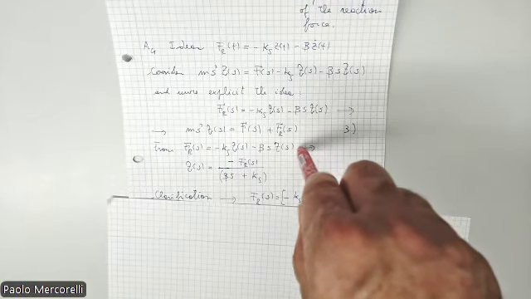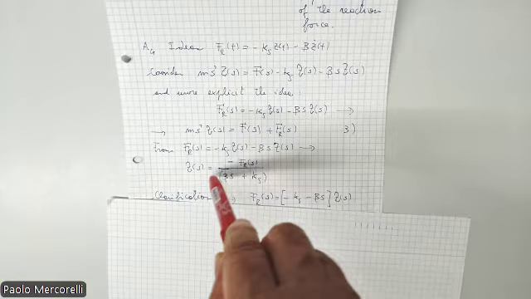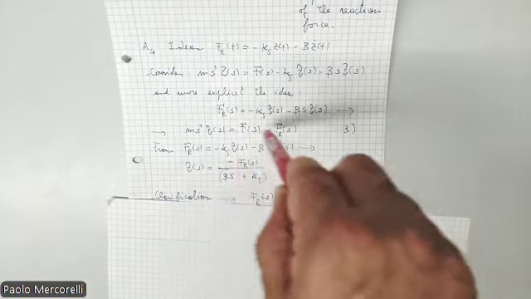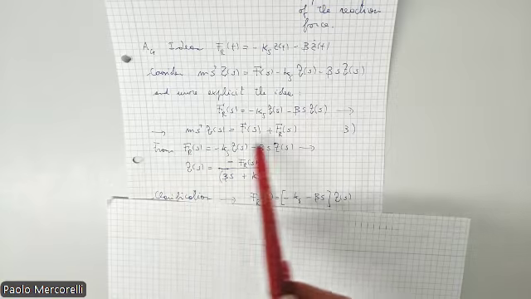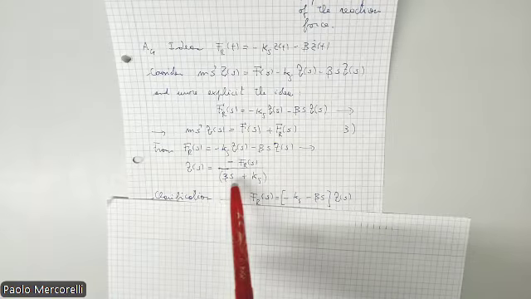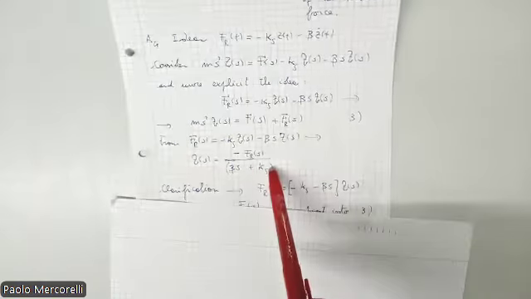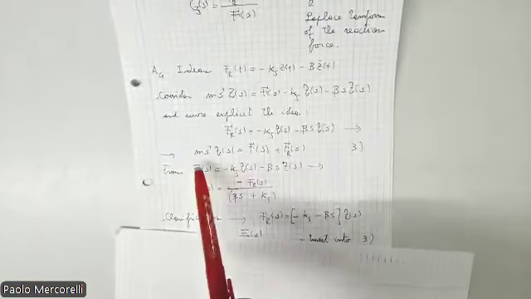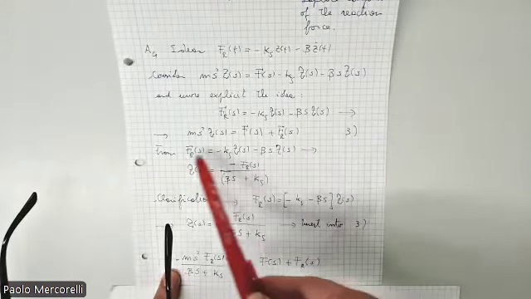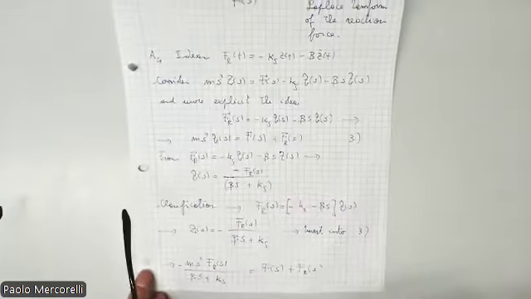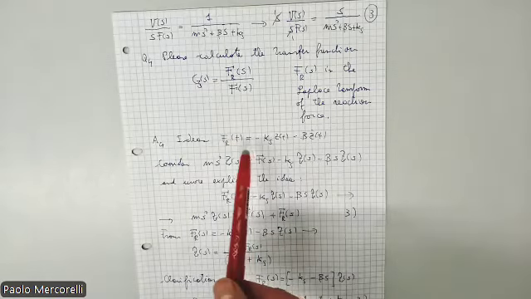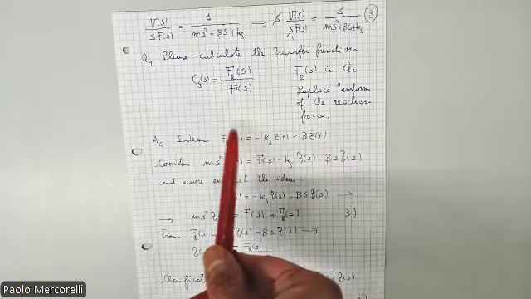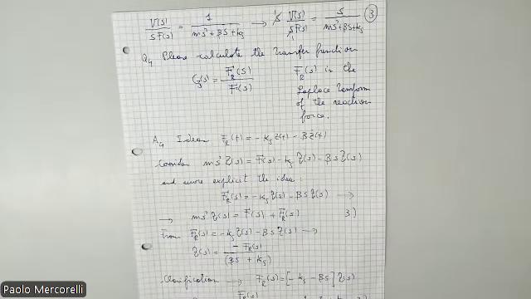I put in evidence Z of s. We have this expression here, which multiplies Z of s on the right. This means Z of s is minus F of L divided by beta s plus K s. Is this difficult from here to here? This is the Laplace transform of my reaction force, which is defined here. This is the definition.